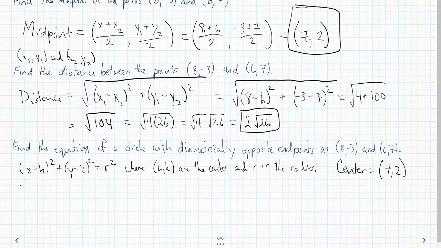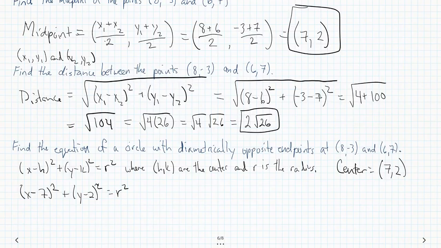So what that means is, first off, we have x minus 7 squared plus y minus 2 squared. And as of right now, we still don't know r, right? But we can figure that out in just a second. Notice our distance formula between those 2 points. We have the diameter, right? The distance is what we refer to if it's diametrically opposite. That means it's the diameter. Diameter equals 2 times the square root of 26, which equals 2 times the radius.